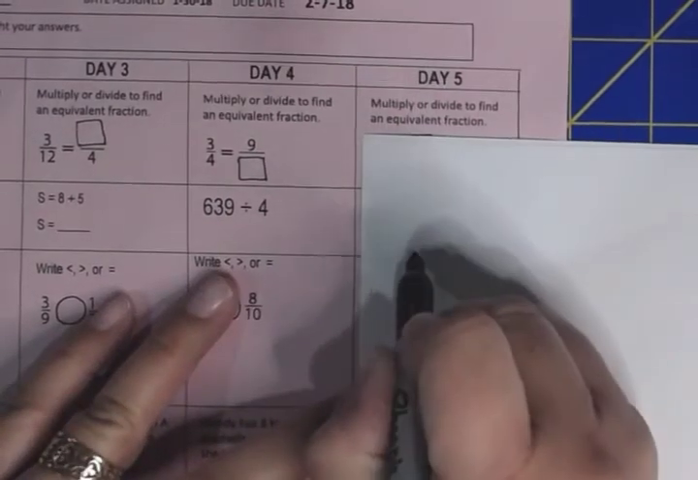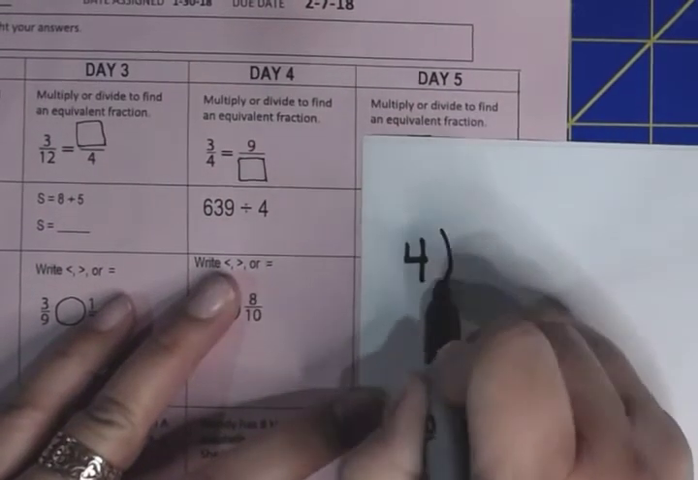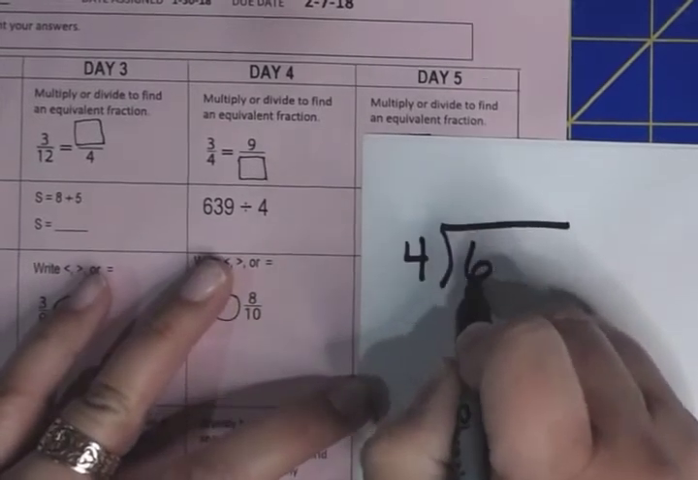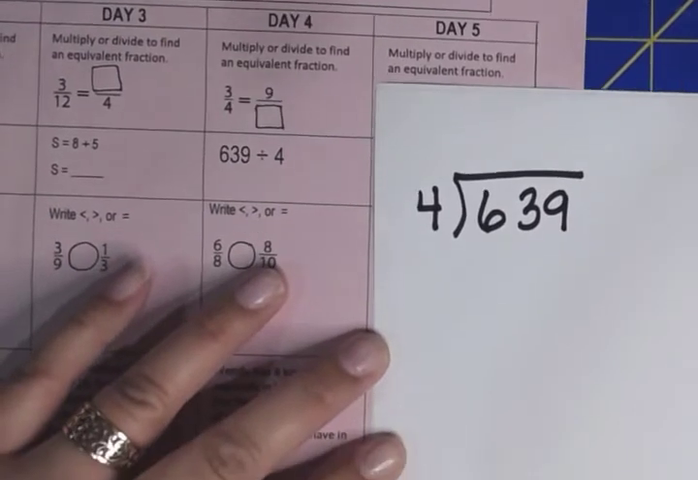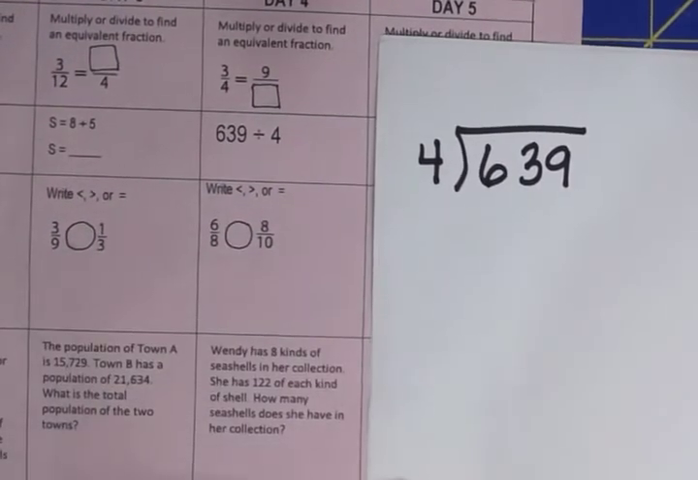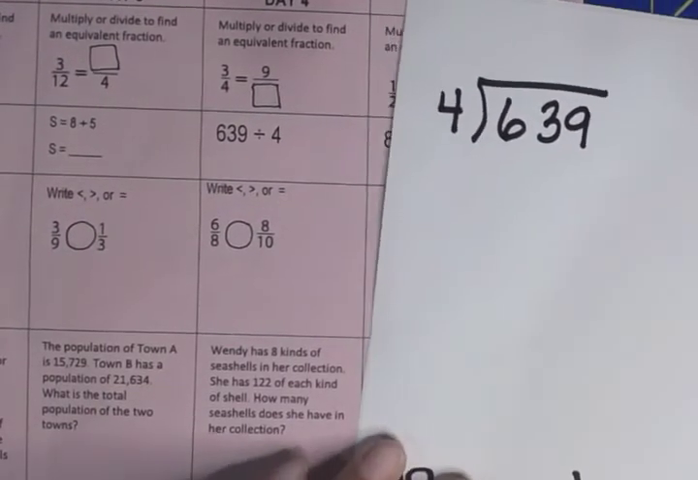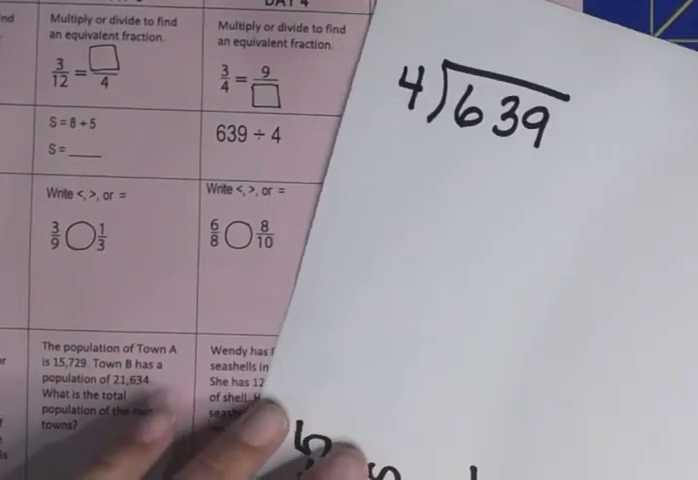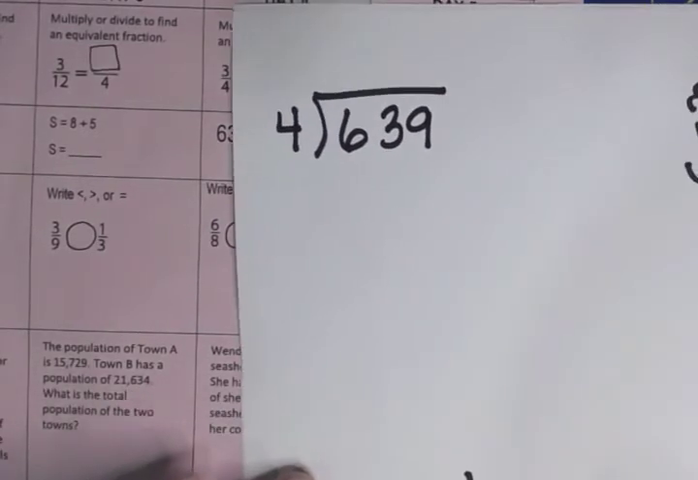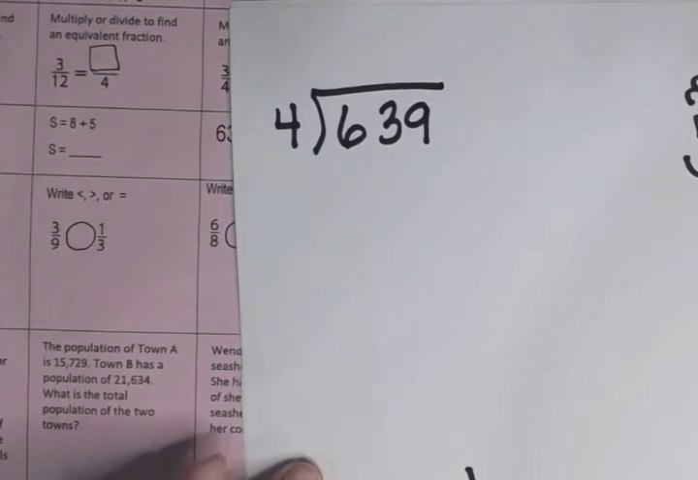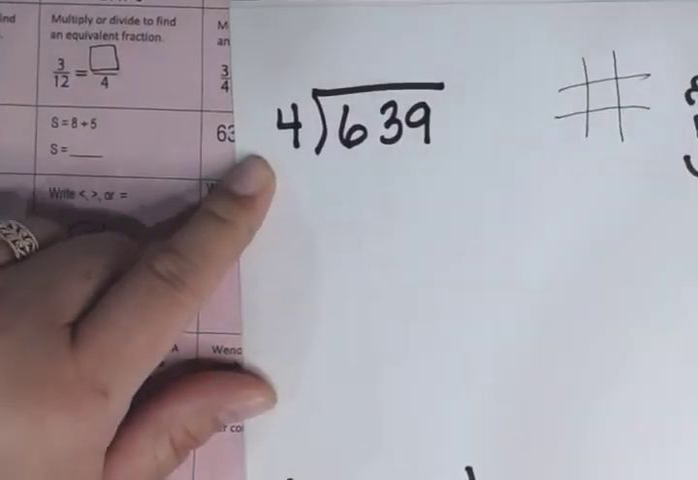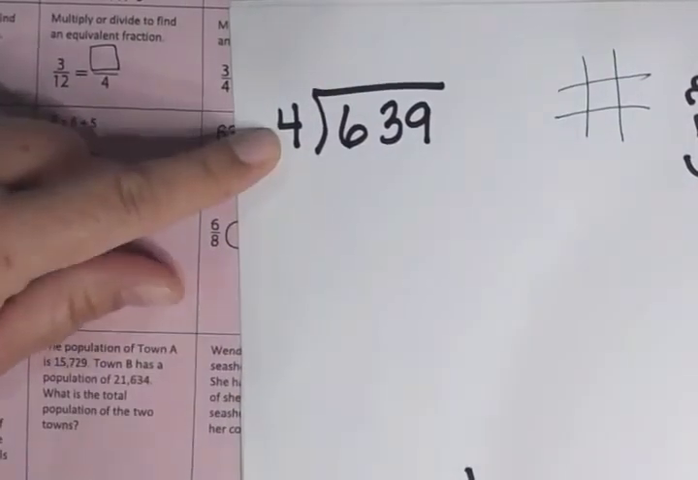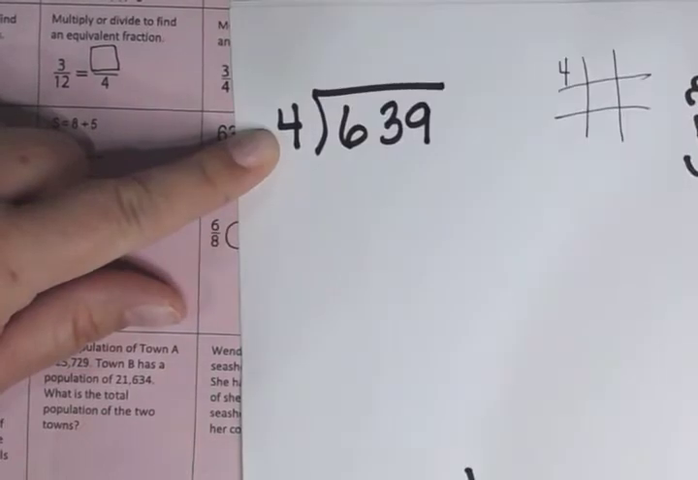Day 4. 4 will go into 639. Now, if you have trouble dividing, you're having trouble because you have not memorized your multiplication facts. So right here, come over to the side, and you're going to need to know your 4s. So start counting by 4.